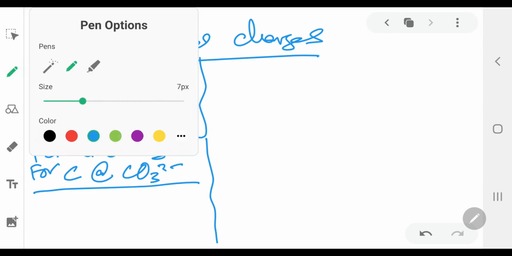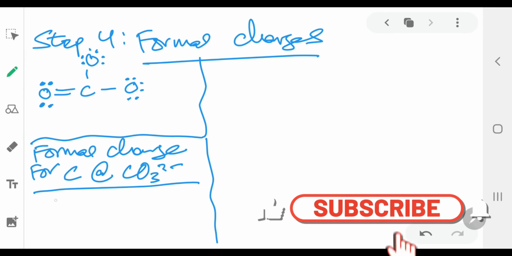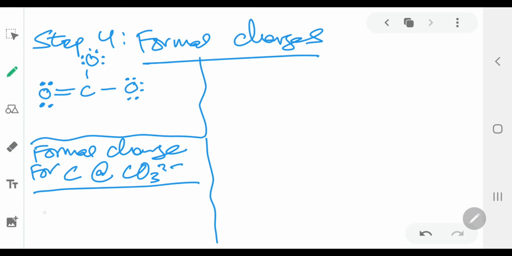So carbon, if you look at carbon, the valence electron, okay, remember the formula, valence electron is 4 minus, when you look at the carbon, it does not have a lone pair, so 0, minus bonding pair, you have about 1, 2, 3, 4 bonding pairs at the carbon, so that one is 0 formal charge. So this carbon is 0 formal charge.